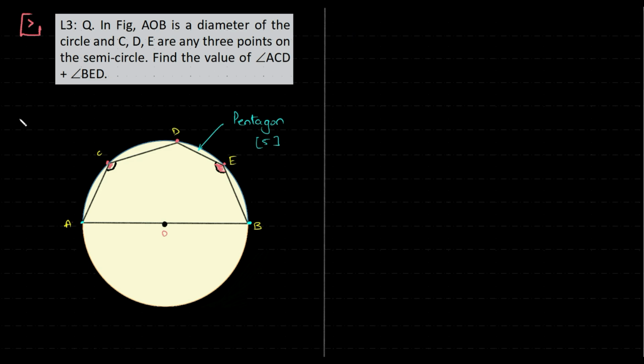Now I'll give you a clue and then you can take it forward. The clue being, we're going to join OC, OD and OE. We need to join all of these points. How will that help? That's what you have to figure out.